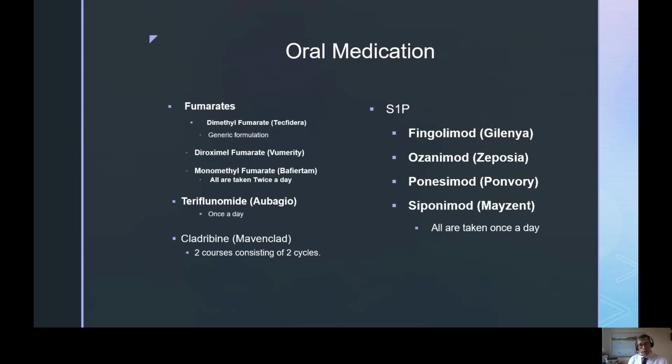And then there's a class of medications called the S1P agents, and there are four of them. The first one that was approved was Gilenya in 2010, and since then there have been three others approved for relapsing forms of MS.